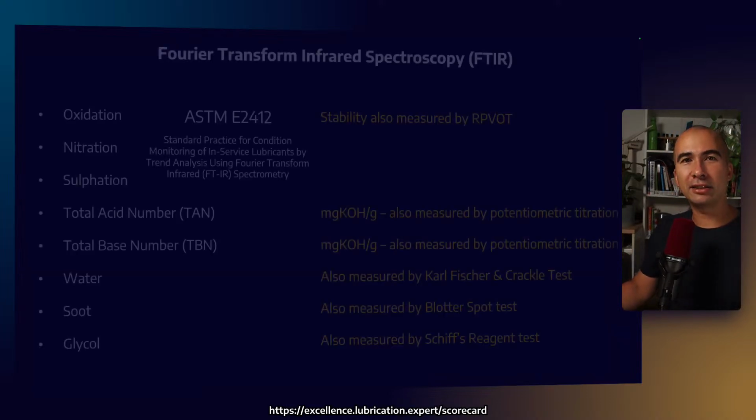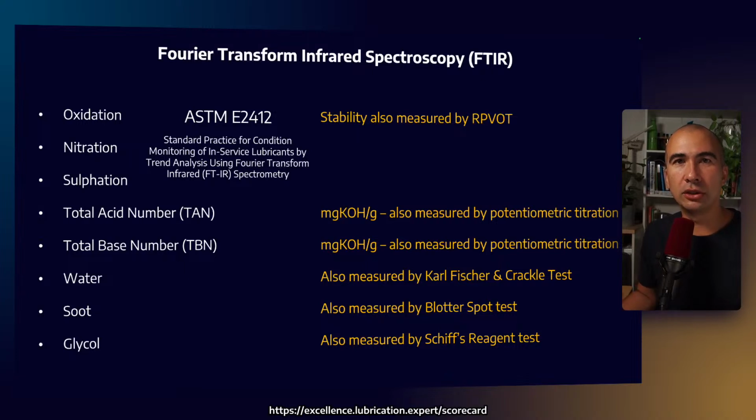All right, another test that's done to measure oxidation, right, is FTIR. So effectively what we're doing is we're shining an infrared light. Different molecules inside the oil will absorb different wavelengths of infrared light. And so we can use this to assess how much oxidation has occurred, how much nitration, how much sulfation. We can also measure total acid number and total base number using the FTIR now, even though there are also titration methods to measure this. We can also get a measure of the water, the soot, as well as the glycol.